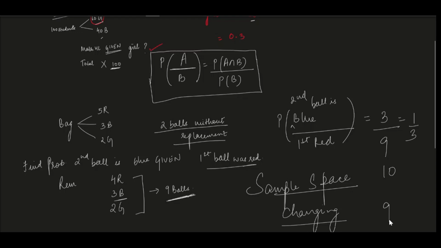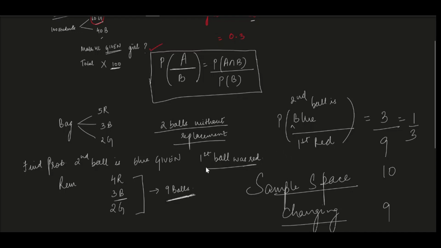Conditional probabilities are heavily tested in tree diagrams as well, so we'll take that up in the next video. Now let's discuss the common mistakes that students generally make. Always remember that the sample space changes in conditional probability. So you have to change the sample space and write the new sample space.